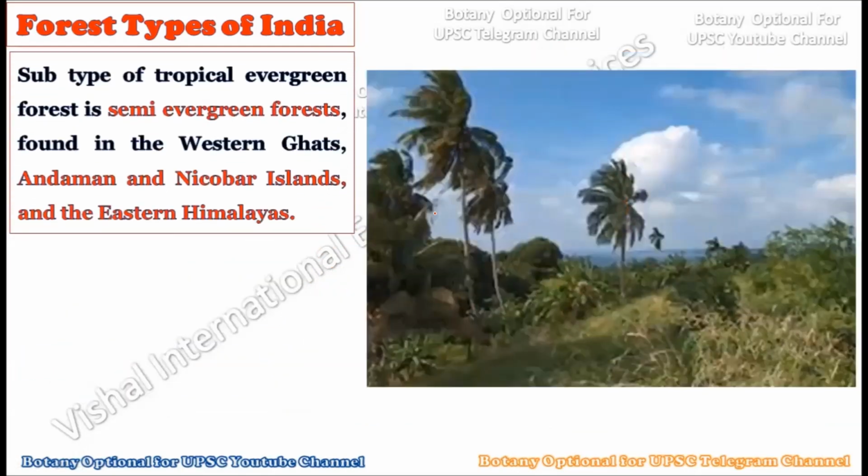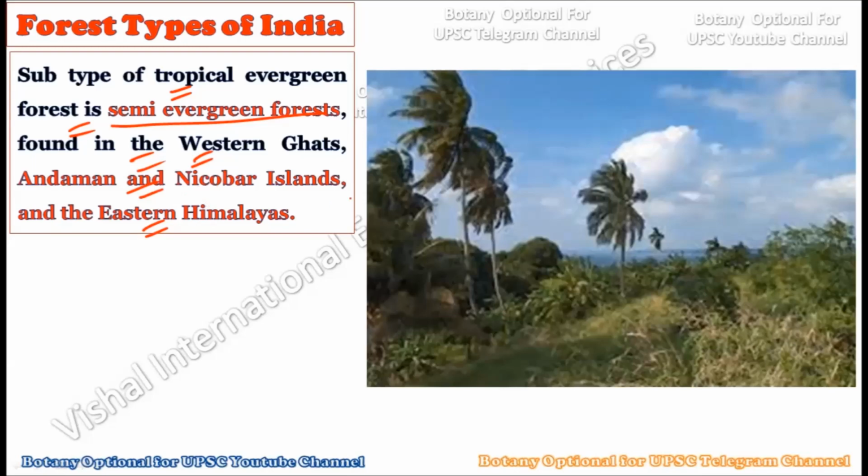Now, the subtype of the tropical evergreen forest is the semi-evergreen forest. Some portion of it is considered a semi-evergreen forest because it is present exactly along with the evergreen forest, but sometimes they shed their leaves as well. Some portion of the plants also shed their leaves. They are also found in the western region, the Andaman Nicobar region, and the eastern Himalayas.